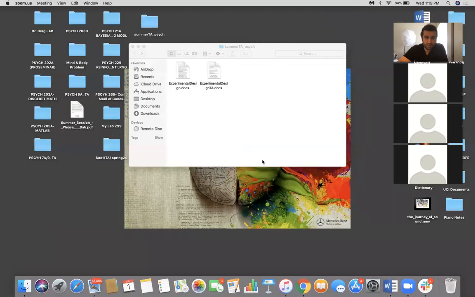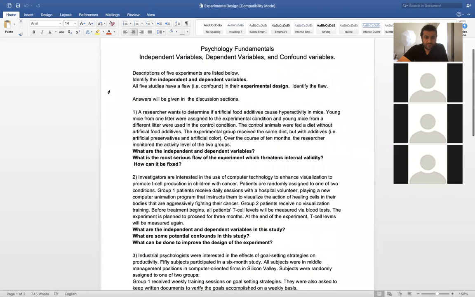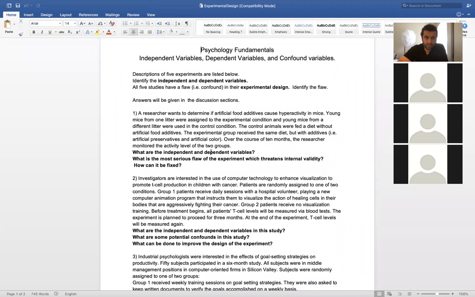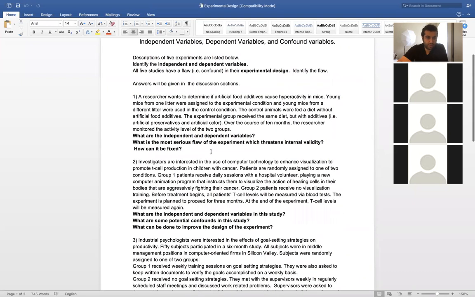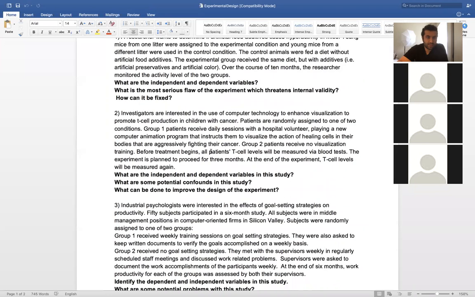Okay, let me go ahead and share my screen. And again, if there is any problem on my end, please let me know. I assume that everything works well right now. Okay, so hopefully you can see my screen. So we have 5 different scenarios, and hopefully you had the time to work on this beforehand. So let's work through this.